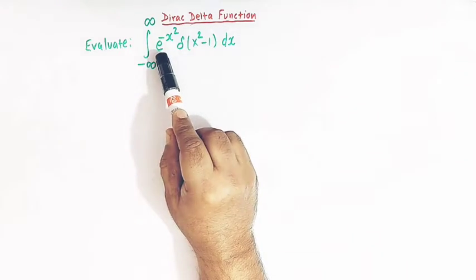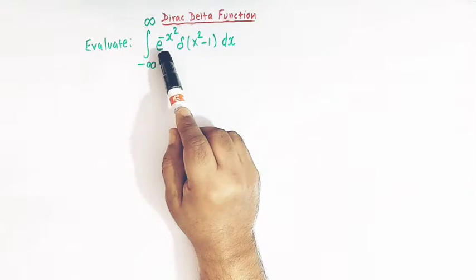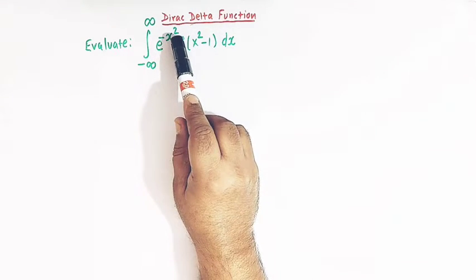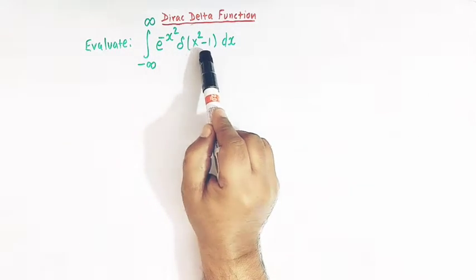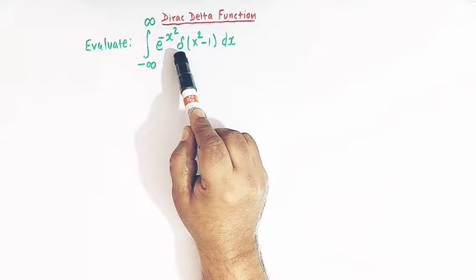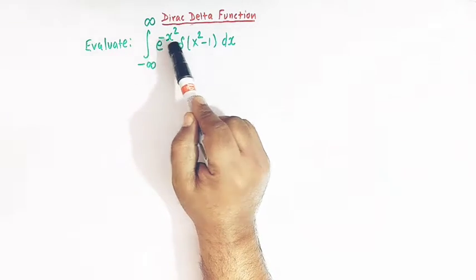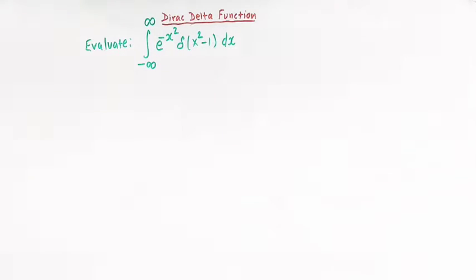And here we see that we have a function e raised to minus x square associated with this Dirac delta function, right. And e raised to minus x square is the well-known Gaussian function, right. So let us start.